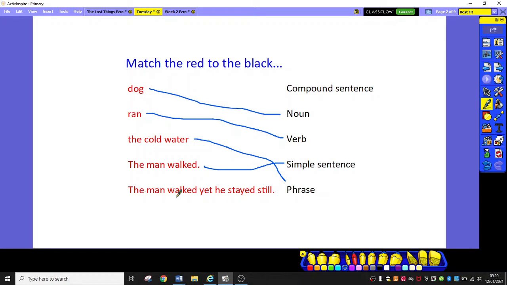Here we've got the man walked, yet he stayed still. This yet is really important. That's one of our coordinating conjunctions. So here we have a clause, the man walked. Here we have he stayed still, which is a clause because it's the subject, he, verb, stayed. And in the middle we have yet, our coordinating conjunction, meaning this is a compound sentence.